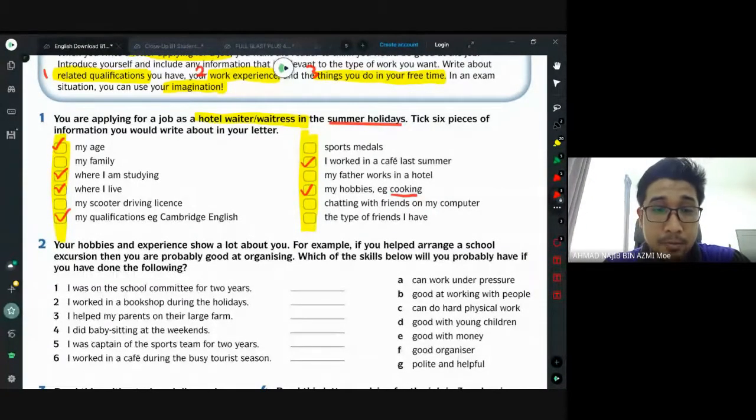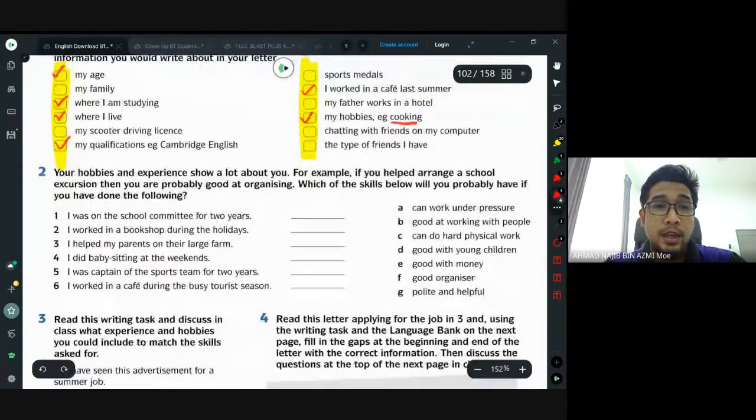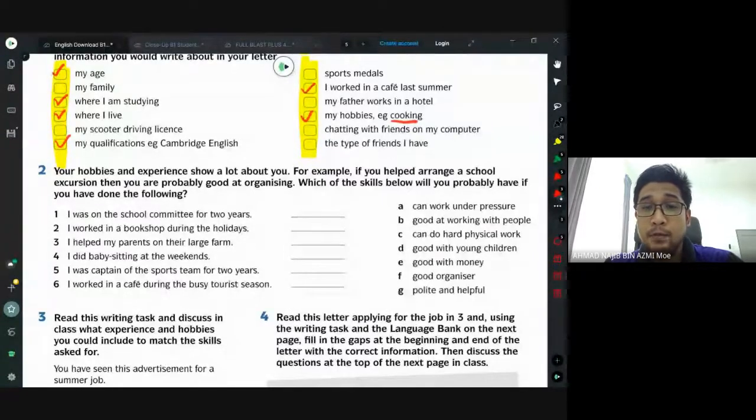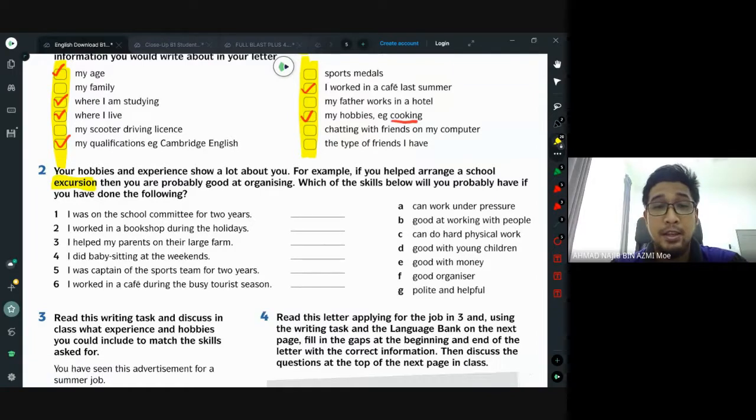Okay, moving on. Number 2, your hobbies and experience show a lot about you. For example, if you help arrange a school excursion, activities like camping, mountain climbing, hiking, as a club, going together in a group, those are excursions. Then you are probably good at organizing.